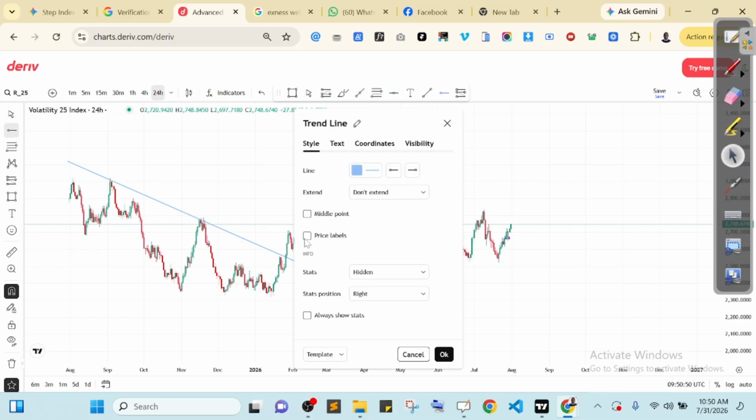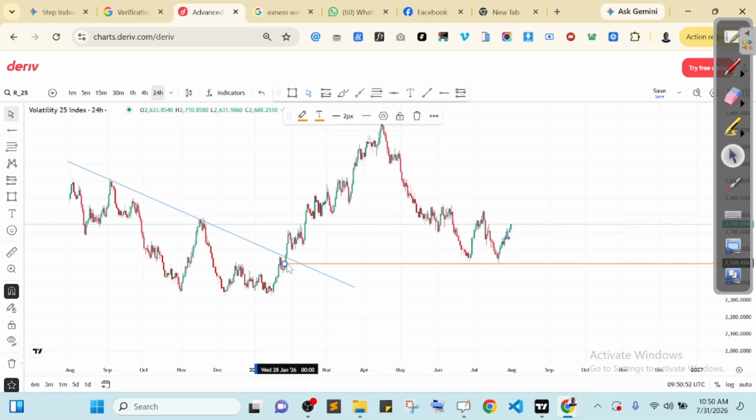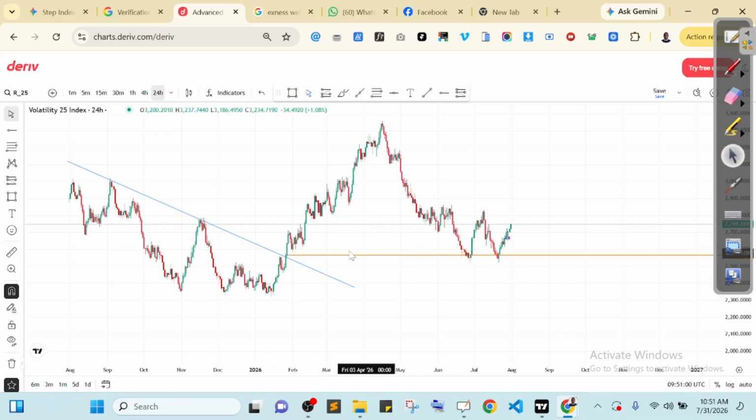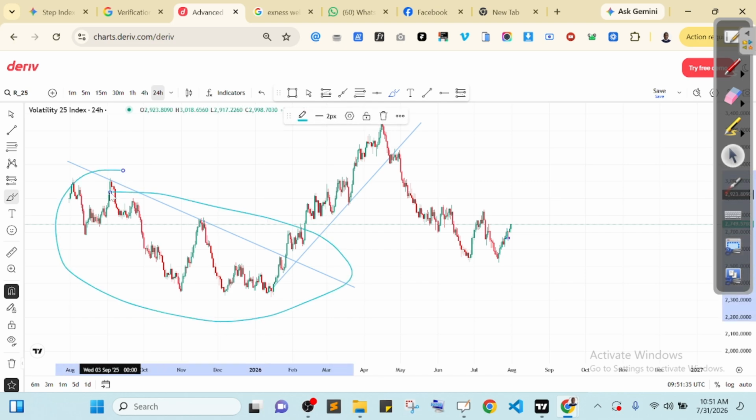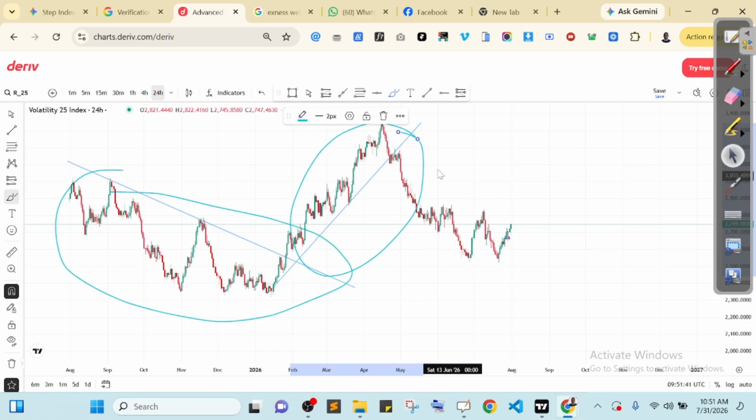Let me make use of this. There's a breakout of this level. The market push up. Now, so you can see that when the price breaks this trend line, it pushes down. So this is bearish. This is bullish, right? But presently, what is the market doing?